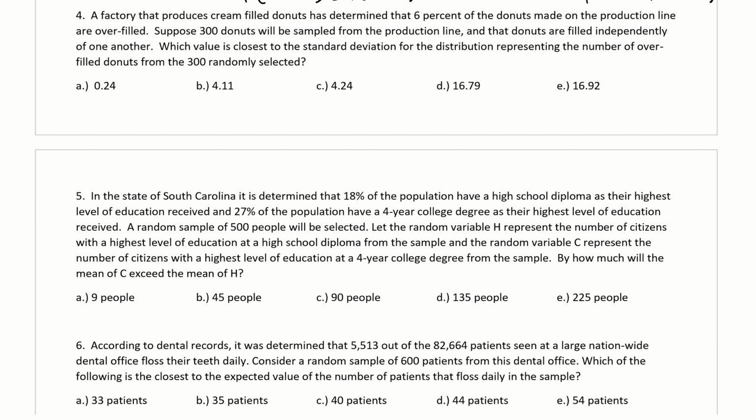Okay, so this is a binomial distribution. We can see we're saying the distribution representing the number of overfilled donuts. So it's whether they're overfilled or not. And then we're looking for a sample of 300. So the number of trials is fixed. Probability of success is 6%, right, in this case. So this is binomial. And so the standard deviation is the square root of np times 1 minus p.